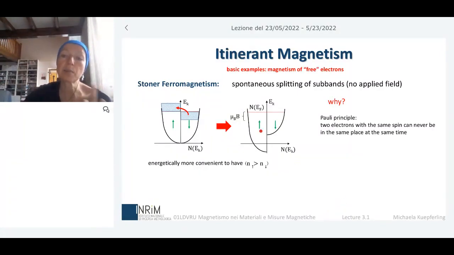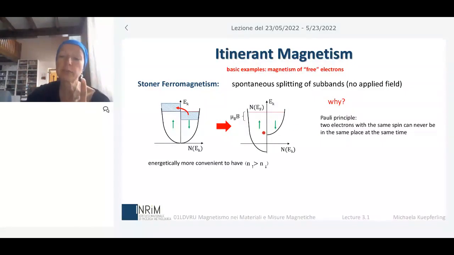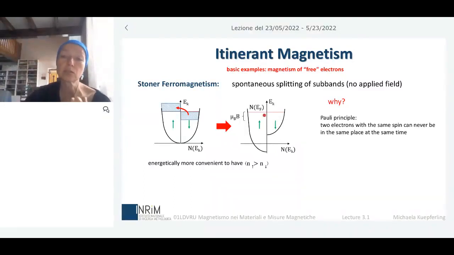So if you have the same amount of spin up and spin down electrons, the Coulomb energy might be quite high, depending on the material that you have. And in certain materials, it might be favorable to shift a certain amount of electrons to the opposite spin state. So you have this spontaneous splitting as indicated here.